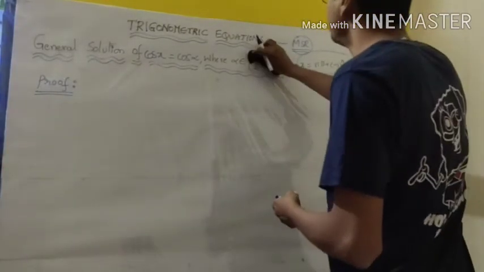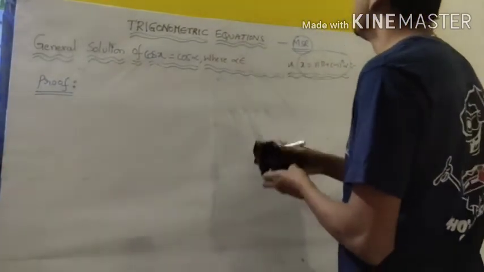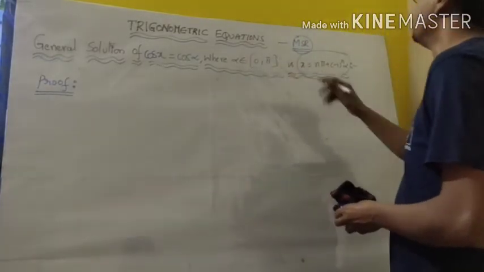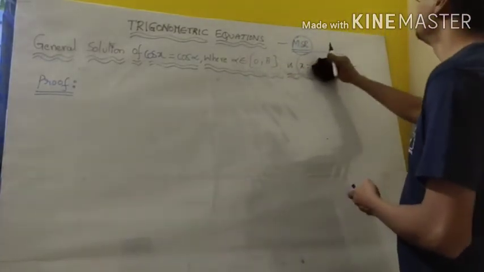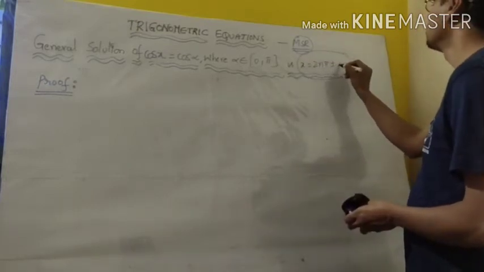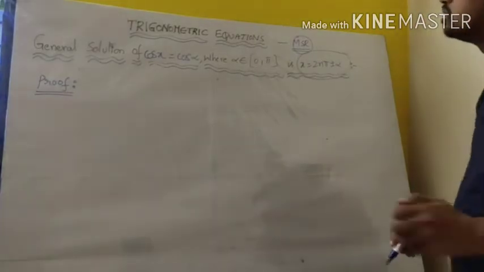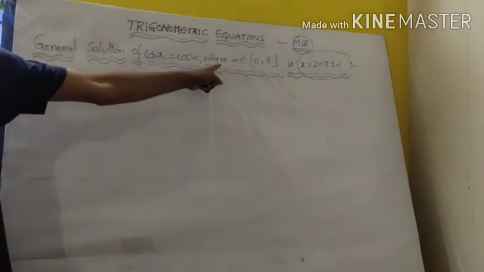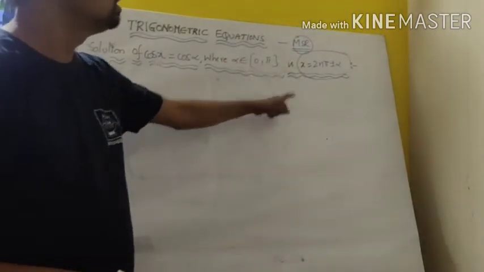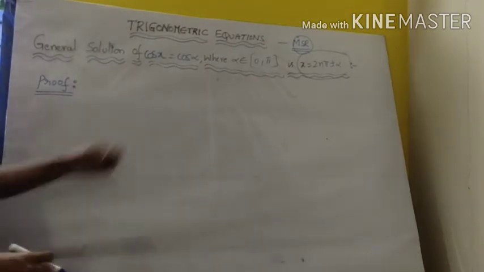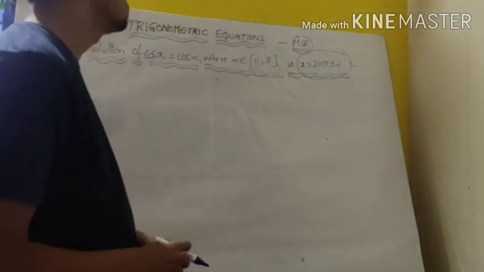Here the principal value of cos x is from 0 to pi, closed interval. The general solution is 2n pi plus or minus alpha. How it is, we will discuss now. So the general solution of cos x equals cos alpha, where alpha belongs to the closed interval 0 to pi, is x equals 2n pi plus or minus alpha. Here also alpha is the principal value of cos.